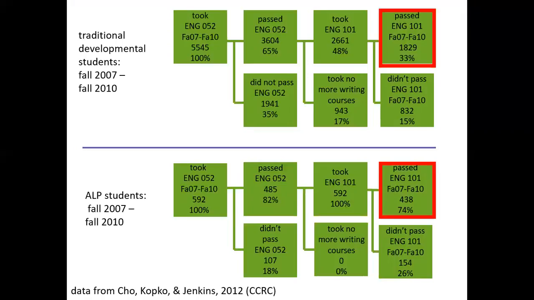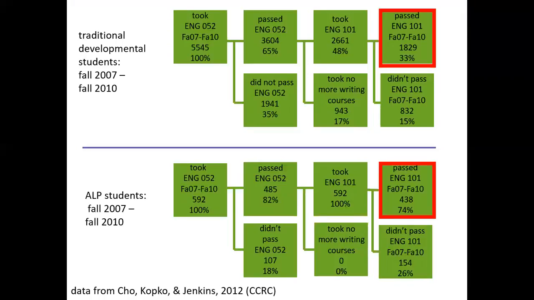When we saw that figure, we were stunned. We thought we'd made a mistake, that we must have run the data wrong. It couldn't possibly have. It's more than double. Doubling 33% would be 66. But this was an unbelievable pass rate. And that was the sort of breakthrough for ALP.